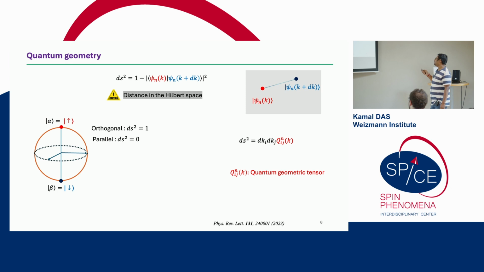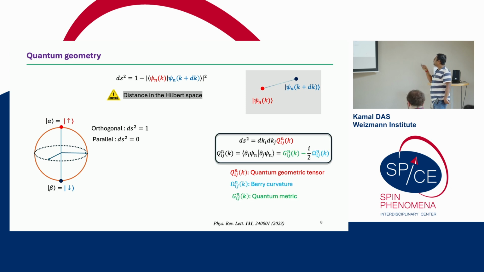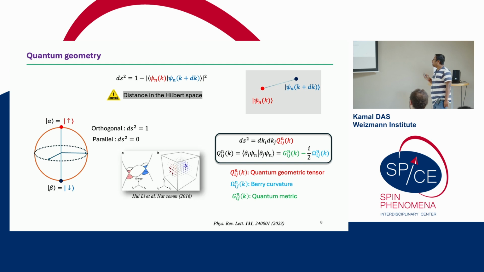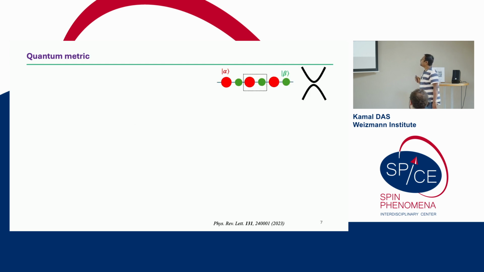We can express this distance in terms of a quantity Q_ij, which is called the quantum geometric tensor. How is this relevant? So the imaginary part of this quantity is the Berry curvature that I talked about, and the real part is something called the quantum metric. We all know about this Berry curvature, however, this quantum metric is a bit new. So let's try to understand what this quantity is, particularly in the context of crystals.